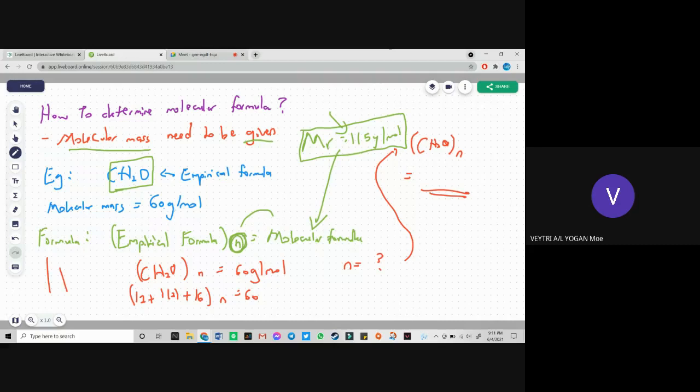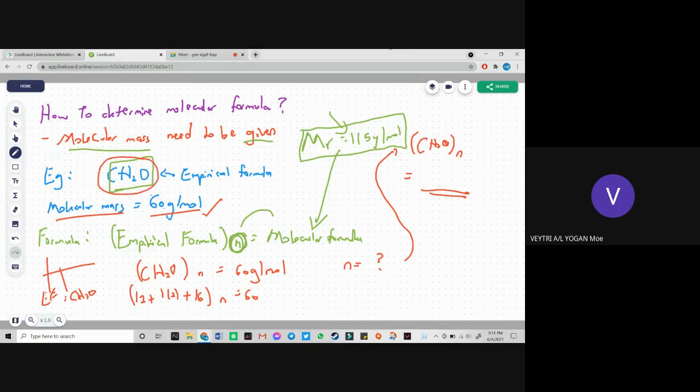Sekarang korang dah buat table and so on. Dah habis table tu and so on, empirical formula. You guys get the answer CH2O. Okay, ini paling simple kan? Dah buat simplest ratio. Okay. So, let's say the mass is 60 gram per mole. Molecular mass. Okay, dia bagi molecular mass 60 gram per mole. And you guys melalui table sudah cari empirical formula.